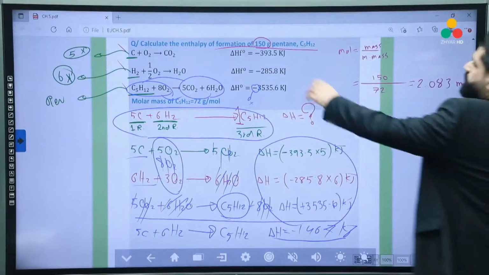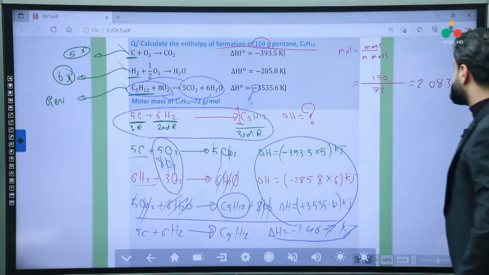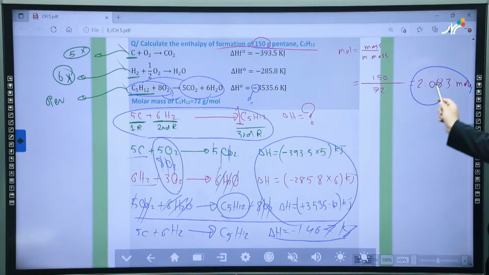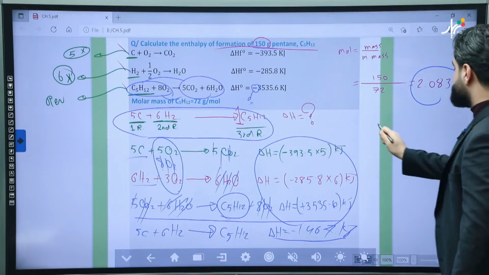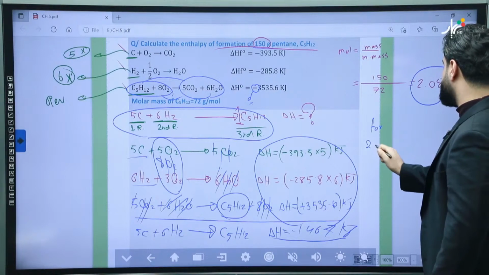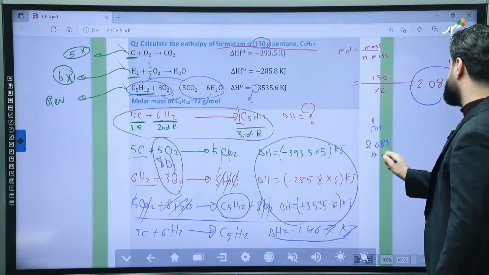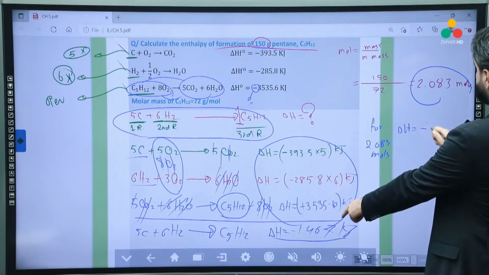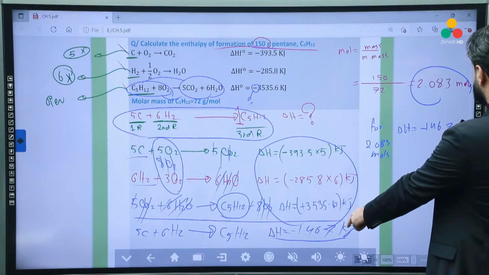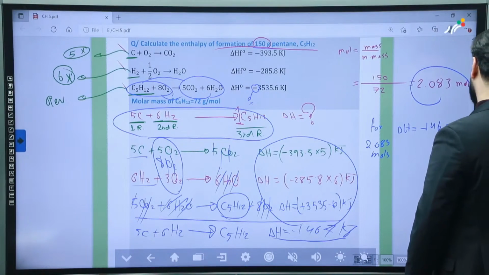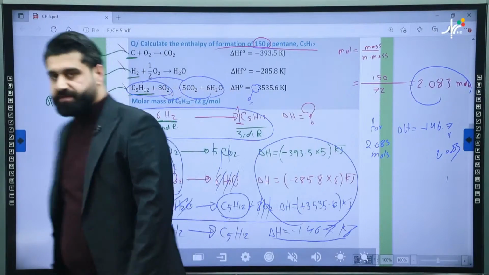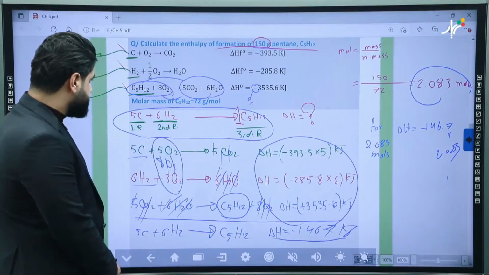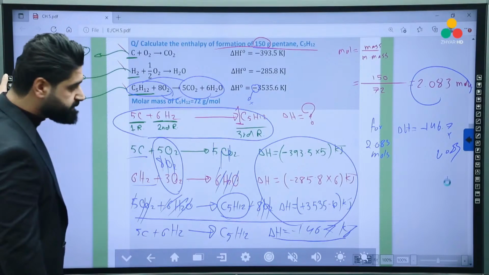But remember, what about 150 grams? We have converted to the number of moles, then multiply your result by 2.083. So for 2.083 moles, delta H equals negative 146.7 times 2.083, and you can find out the result very easily. By this way you can follow my steps and you can solve any question. Very good.